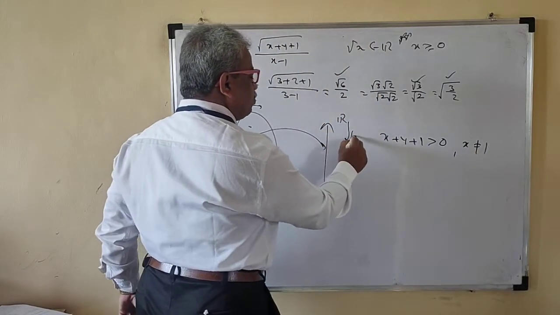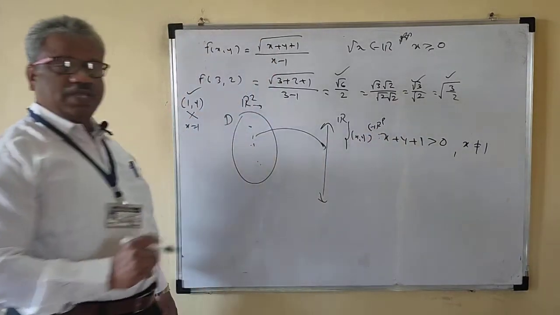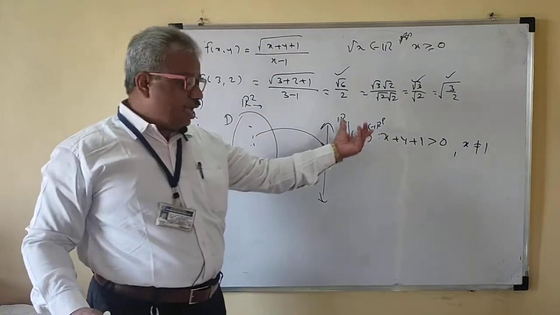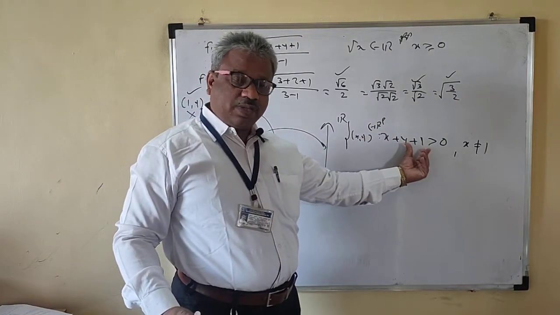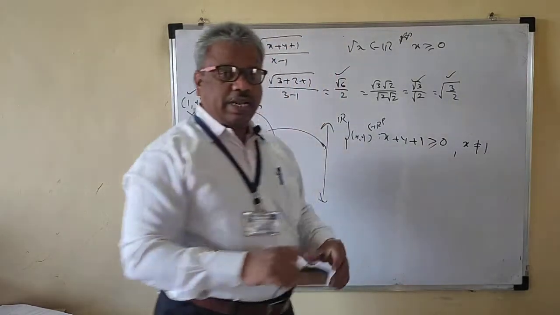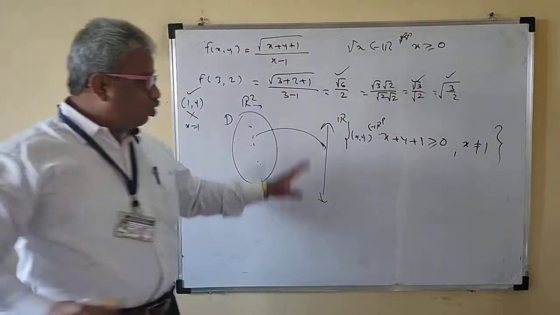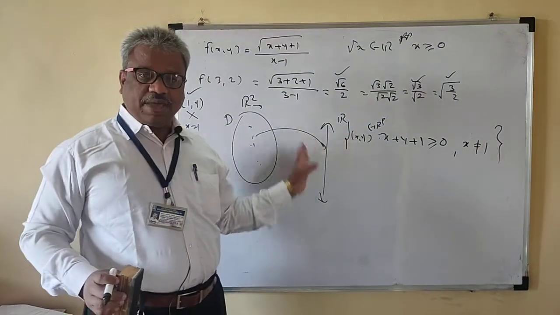So you have to choose x, y belonging to R2 such that x plus y plus 1 is greater than or equal to 0, it doesn't matter, greater than or equal to 0, and x not equal to 1.